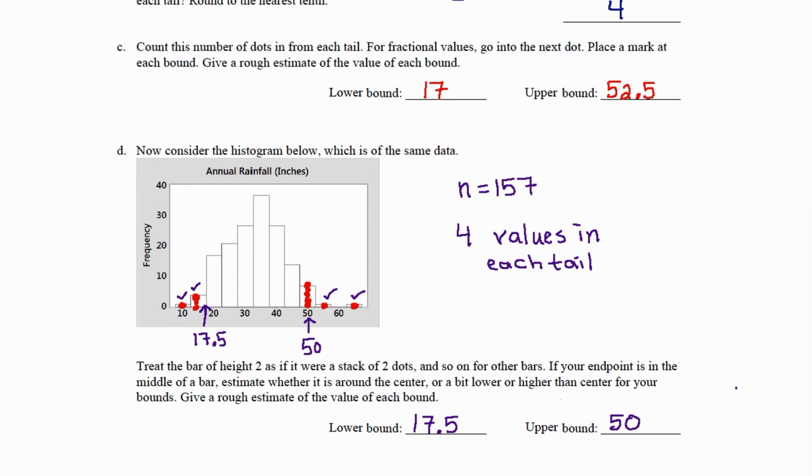We don't have the exact same values here. The dot plot maybe gave us a little bit more detail than the histogram, and anytime you change the binning on a histogram, you might find that your estimates come out slightly different, but they are fairly close to the estimates that we came up with from the dot plot.